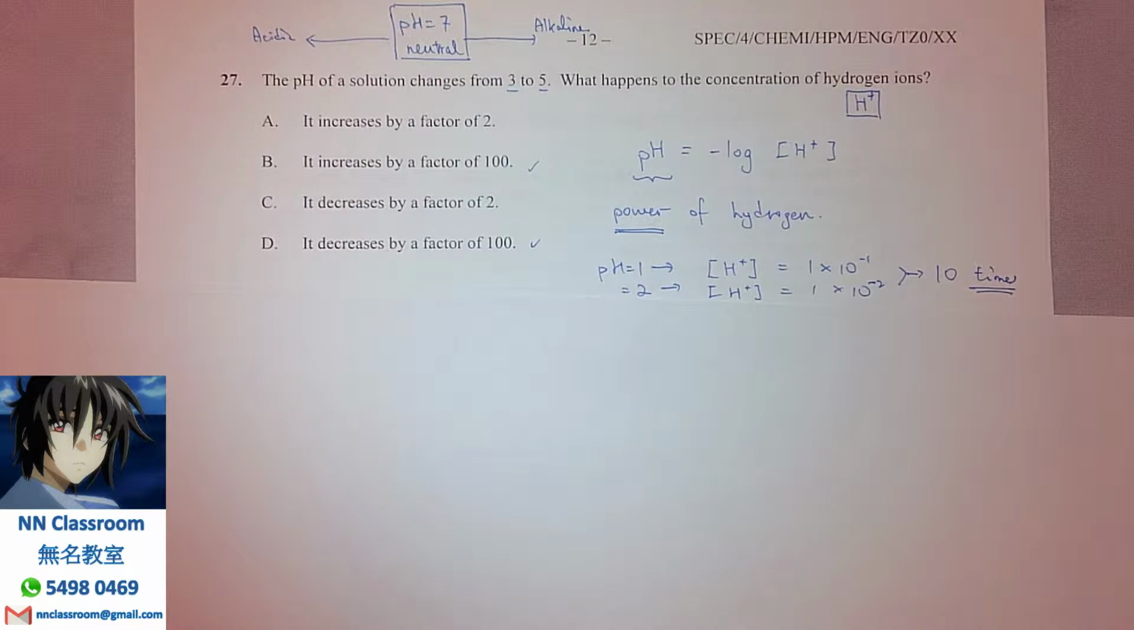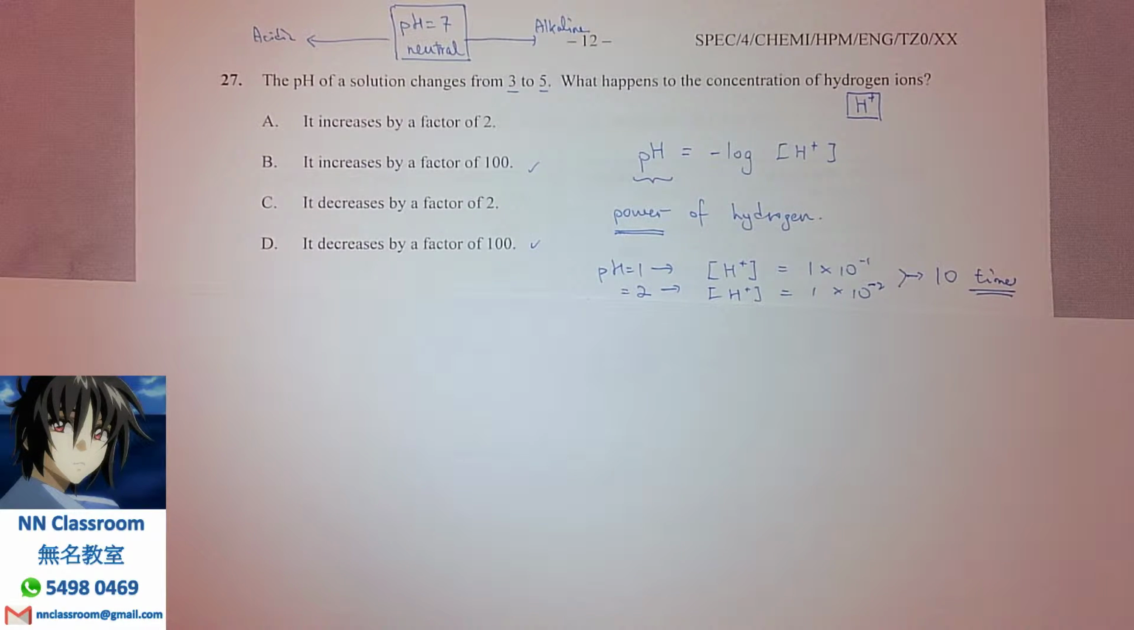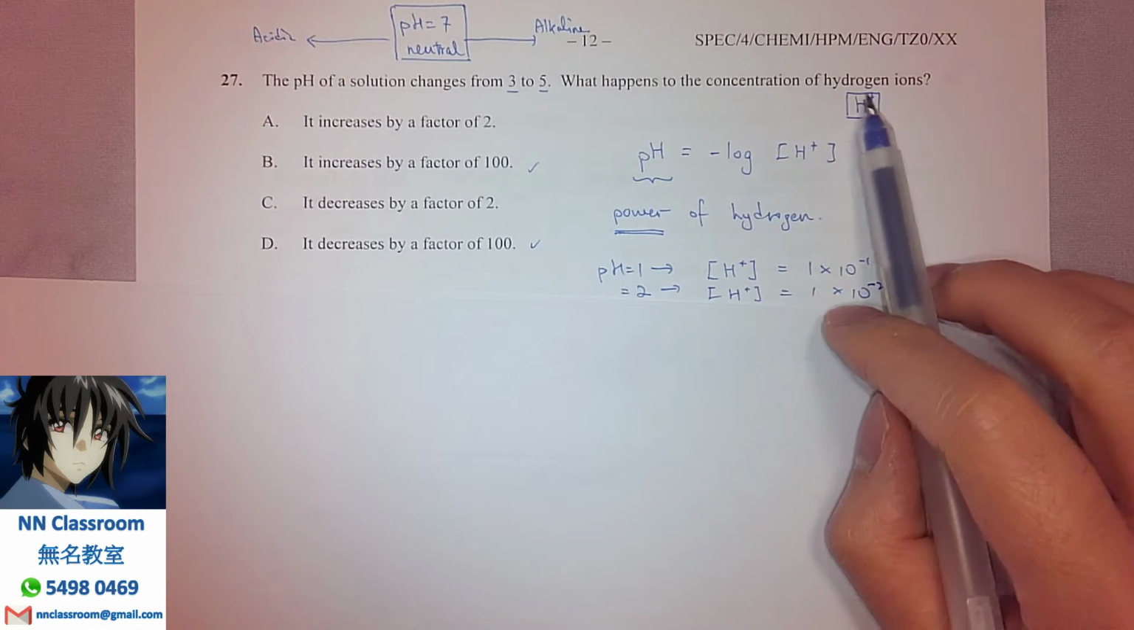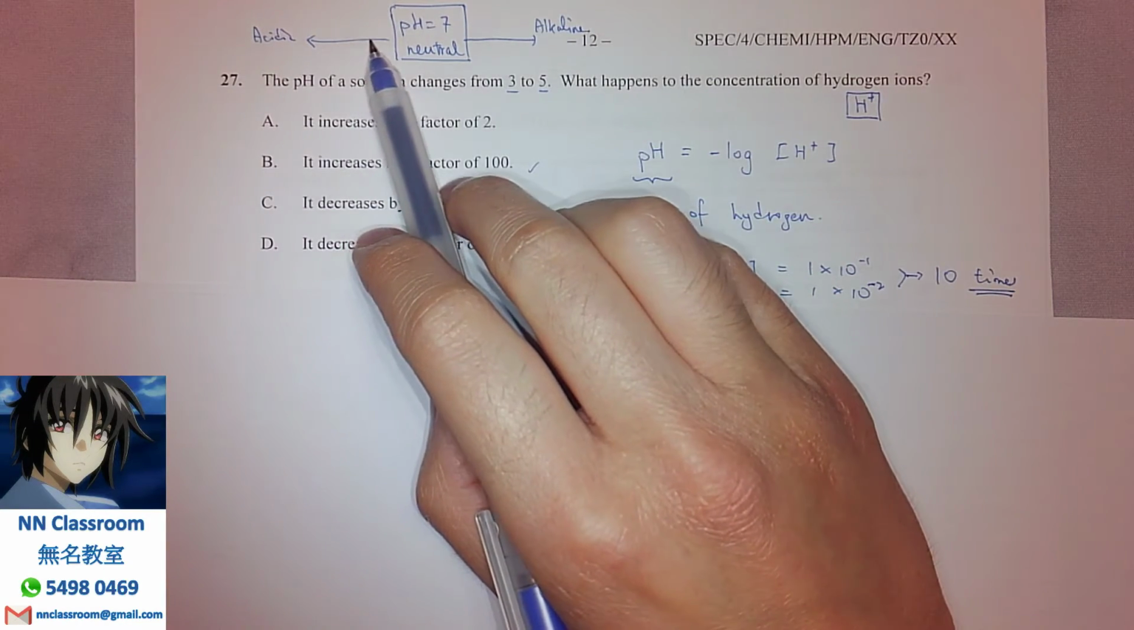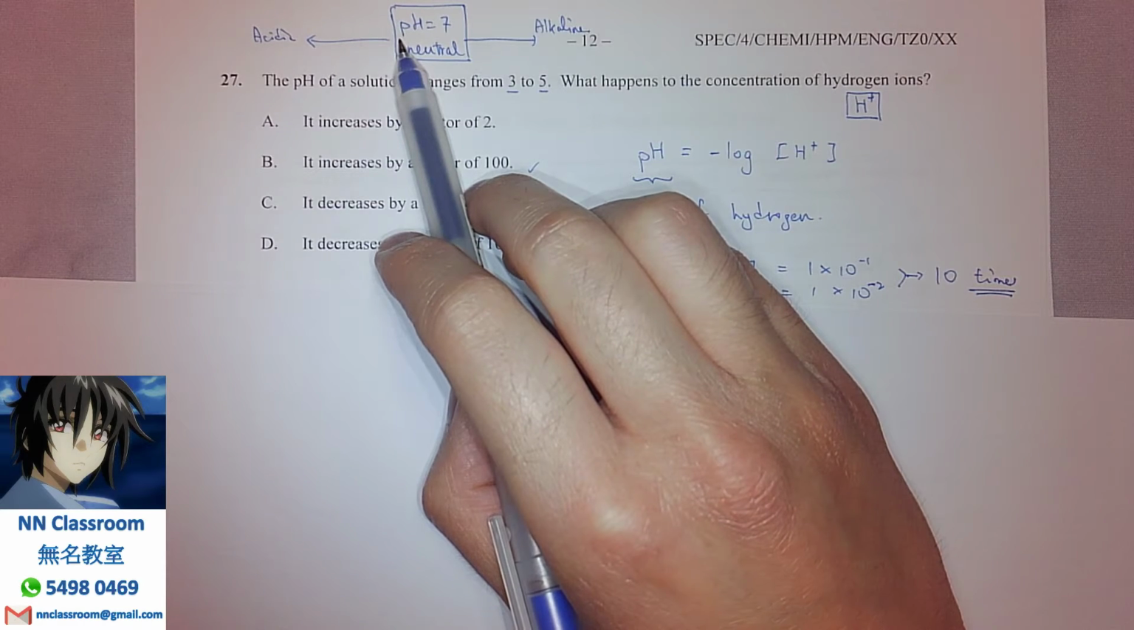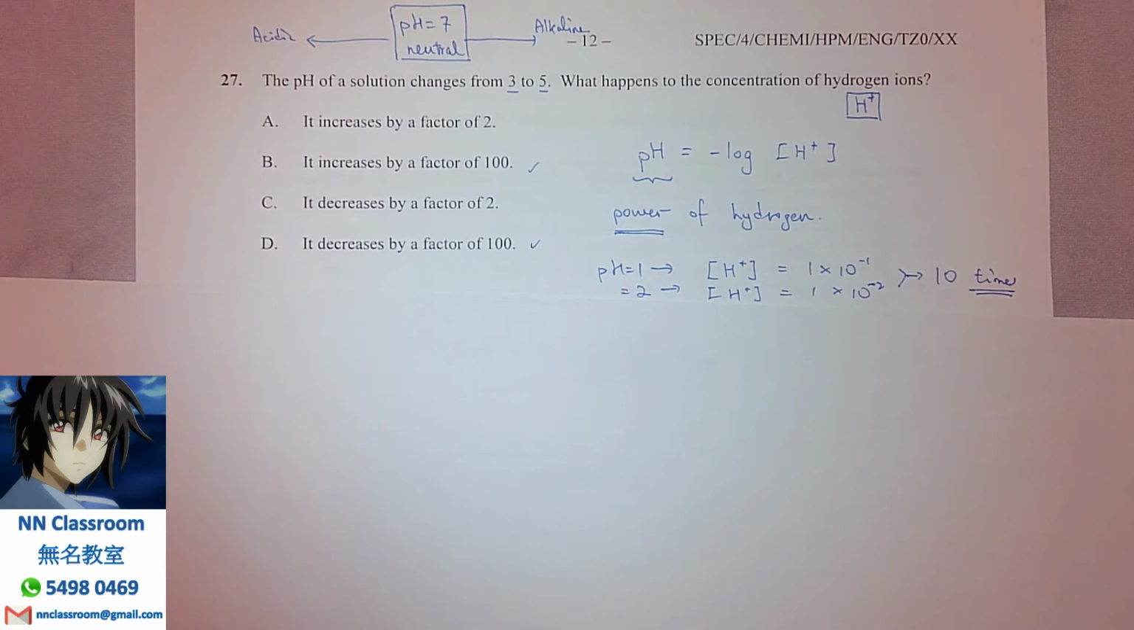So that means if the numbers now get closer to 7, supposedly acidity or alkalinity is going to decrease. Which also means that the concentration of the hydrogen ions should also be decreased if things get closer to 7. So at the end, the choice for this case will be D.